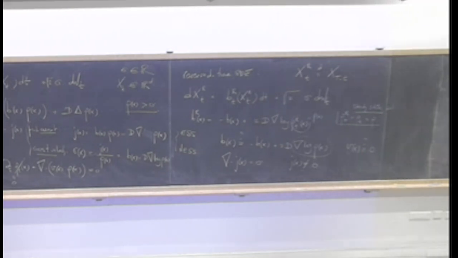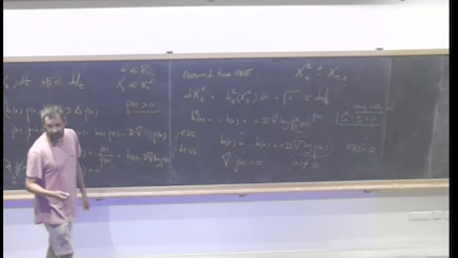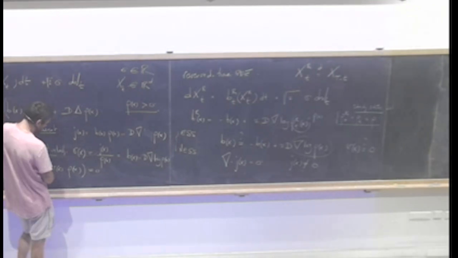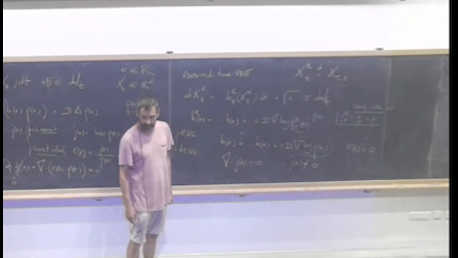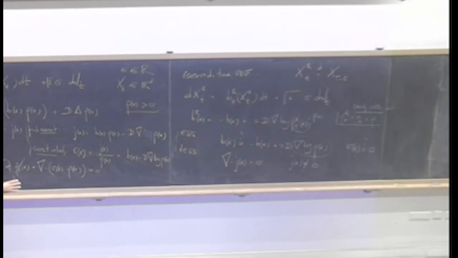Yes? No, I'm saying, so if J is equal to 0, you're at equilibrium. If V is not equal to 0, J is not equal to 0, you're out of equilibrium. But in that case, the condition is not that the divergence of V is equal to 0, it's that the divergence of V rho is equal to 0, which is just the same as the divergence of J.